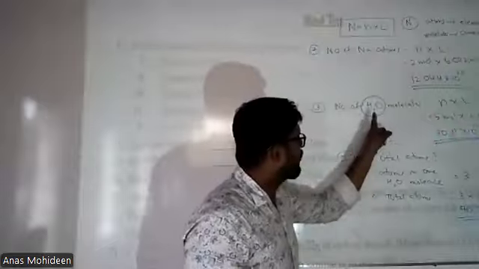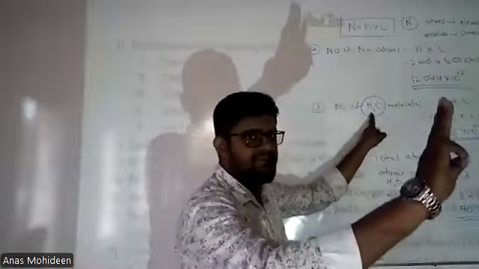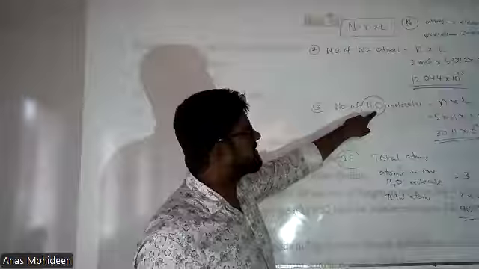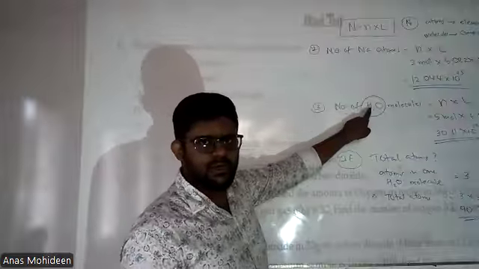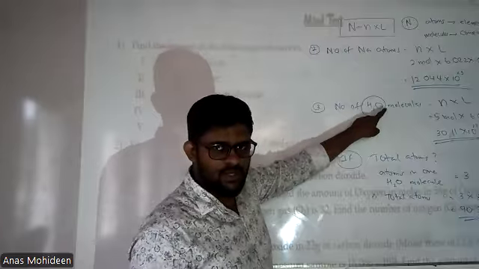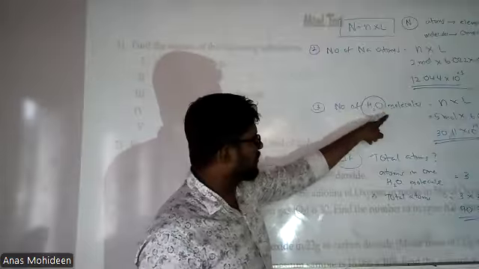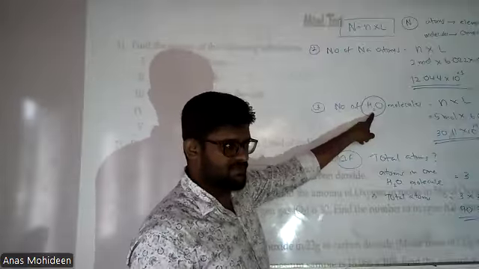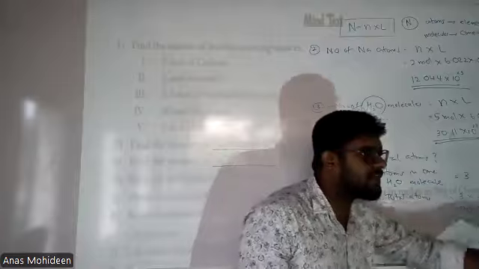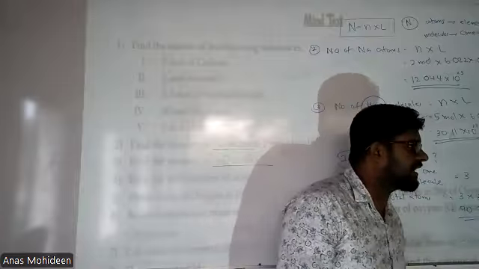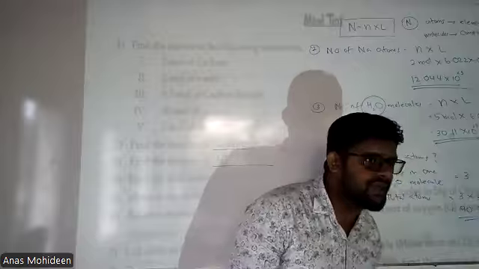One molecule of H2O contains 3 atoms, right? Look here. 2 hydrogen, 1 oxygen, correct? So 3 atoms are there. One molecule contains 3 atoms. Then 10 molecules contain 10 into 3, 30. 100 molecules contain 100 into 3, 300.